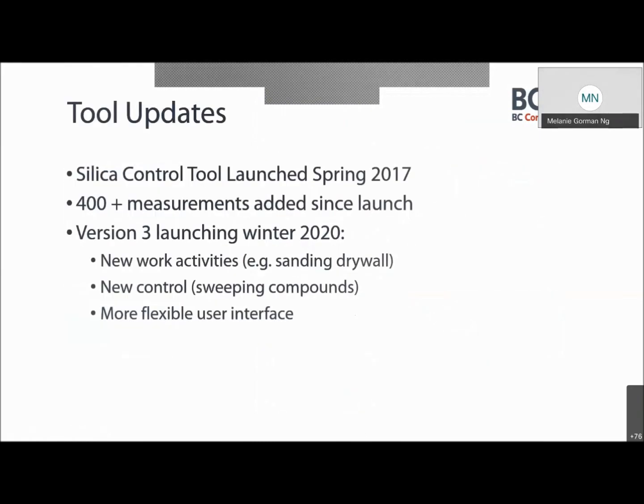I wanted to just let you know some of the updates that we've been doing to the tool. As I mentioned, it launched in the spring of 2017. Since then, we've added over 400 new measurements, mostly from sampling that we've done, but also from literature review, and some people have shared data that they have with us. We've got a version 3 that's going to be launching winter 2020 pretty soon. We've added some new work activities to that, for example, sanding drywall, and the new control, the sweeping compounds that I mentioned earlier. We've given it a more flexible user interface.